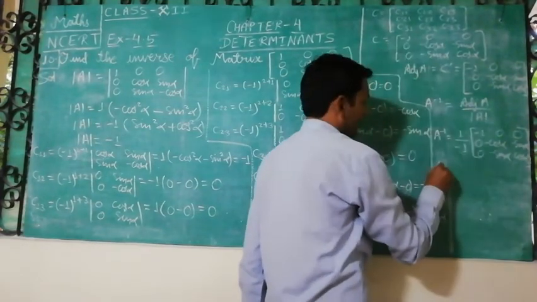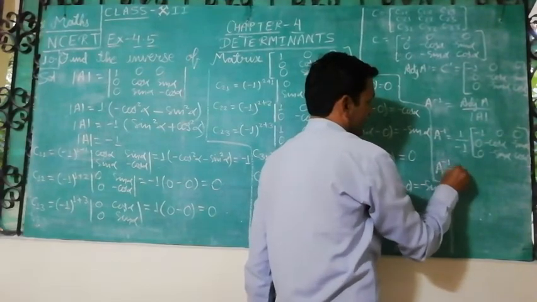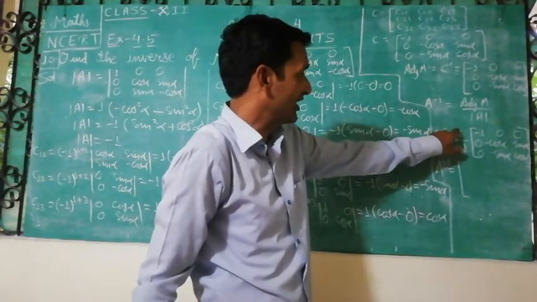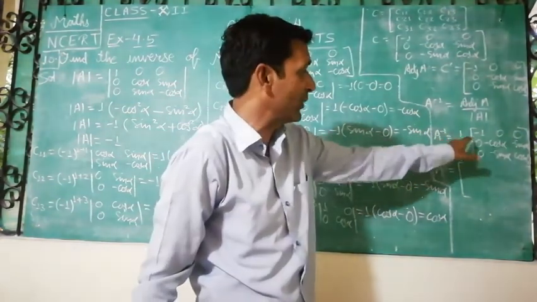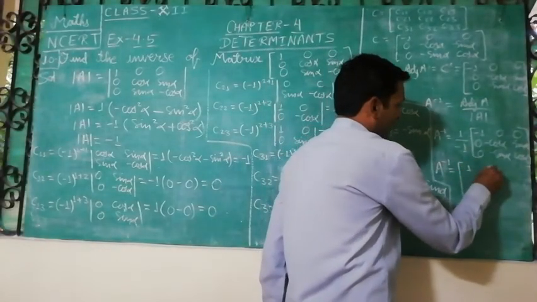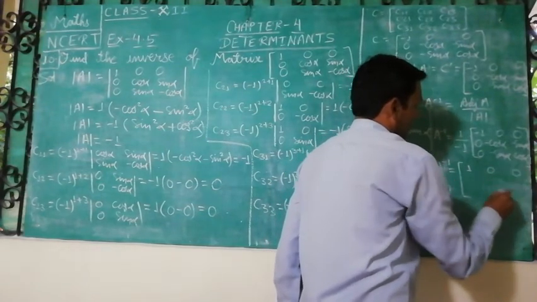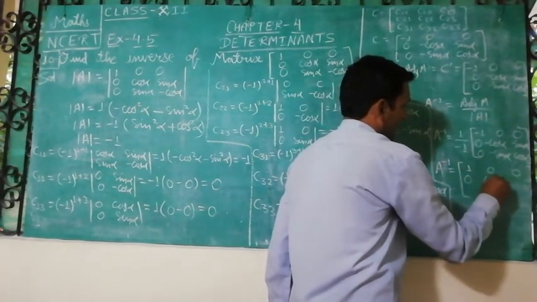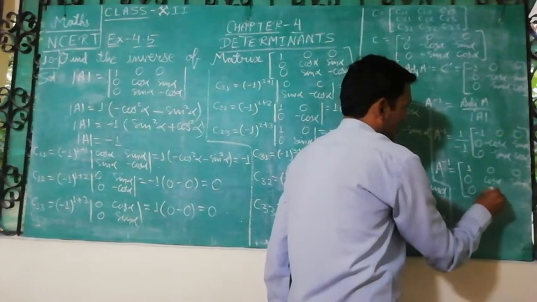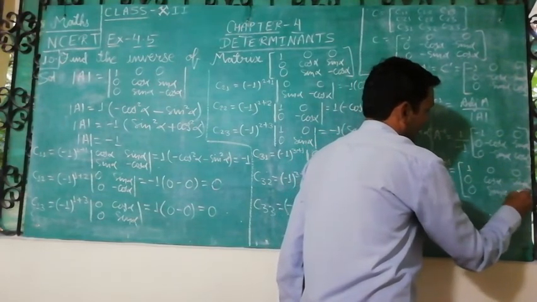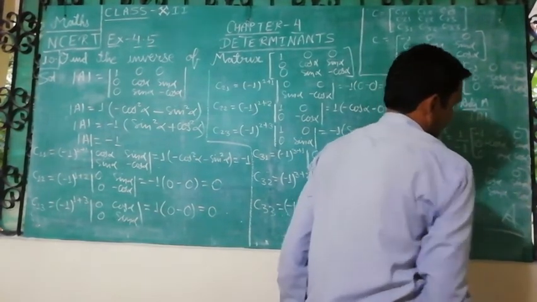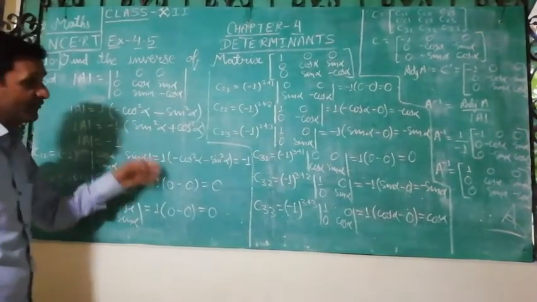So finally A inverse will be equal to what? All the signs will be changed inside, because this minus 1 will be shifted here. Minus 1 upon 1 is minus 1. So the minus sign is multiplied inside, so it will become 1 0 0. Now 0 cos alpha sin alpha, and then 0 sin alpha and minus cos alpha. This is the final answer. So in this way we can find out the inverse in question number 10.